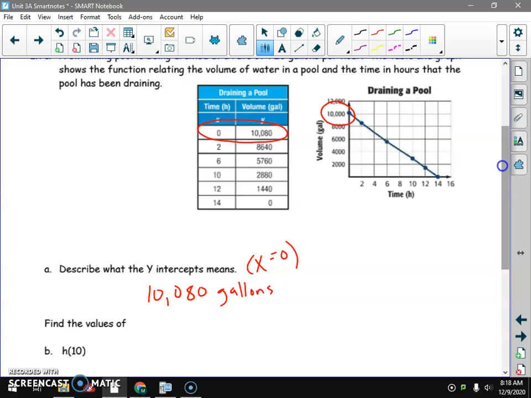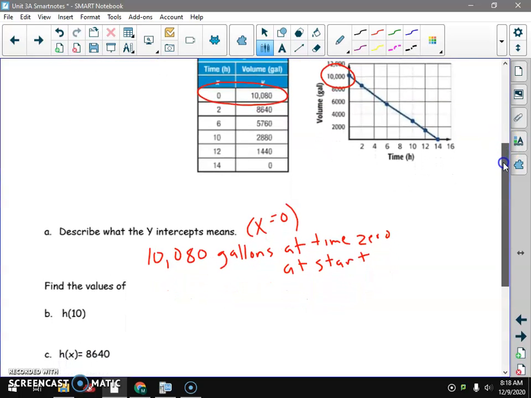Now we have to say what that means, and it's how many gallons. I could say at time 0, or I could say at the start, because time 0 is when we're starting to, in this case, drain the pool.